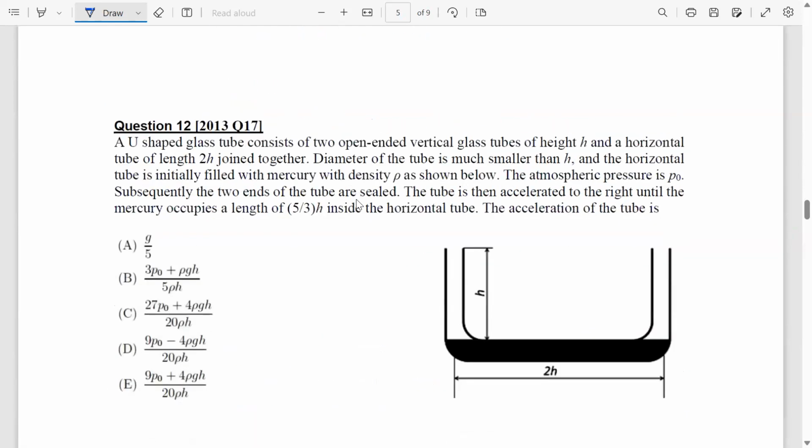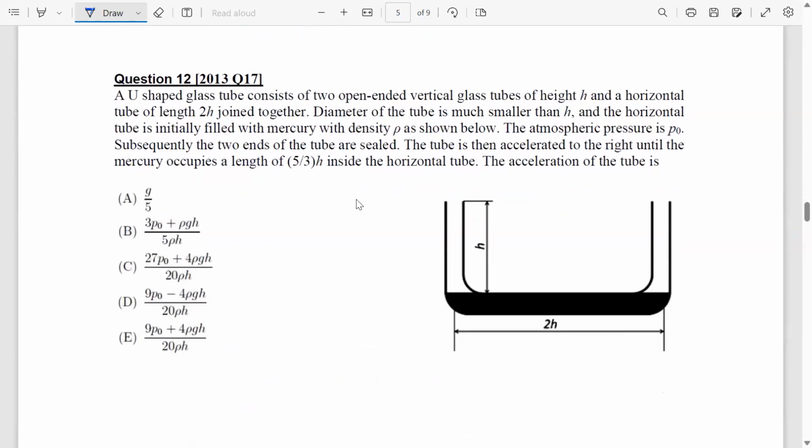Question 12. This is a more interesting question. A U-shaped glass tube consists of 2 open-ended vertical glass tubes of length 2h joined by a horizontal tube of length 2h, and the diameter is much smaller than h. So the volume is not going to change much, I think, so we can ignore the diameter. The horizontal tube is initially filled with mercury of density rho, and the atmospheric pressure is rho naught. Subsequently, the 2 ends are sealed. So here they are sealed, but the air inside is still the same.